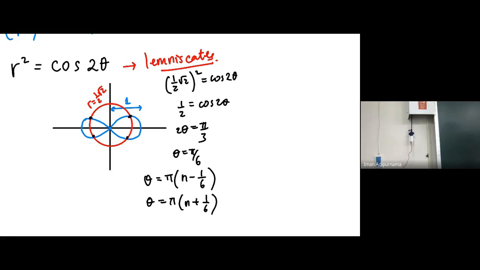Hey, please don't forget the polar curves. In Calculus 2, you will solve the polar curves with integrations.